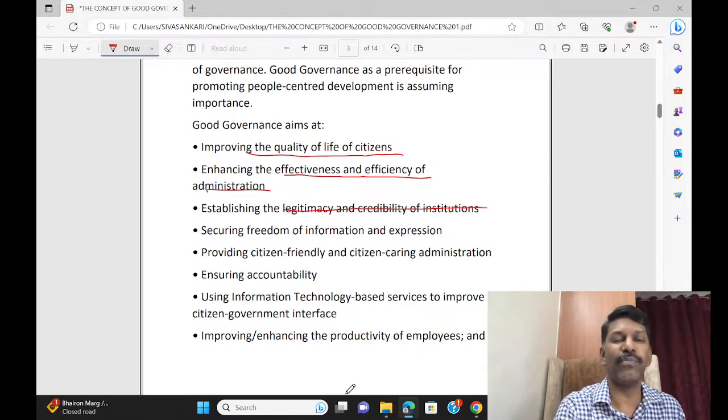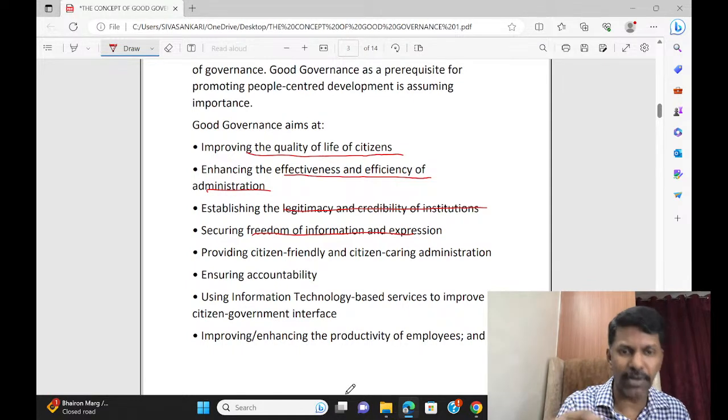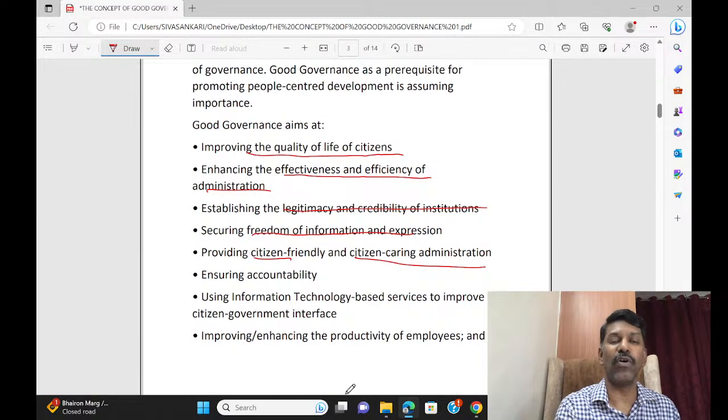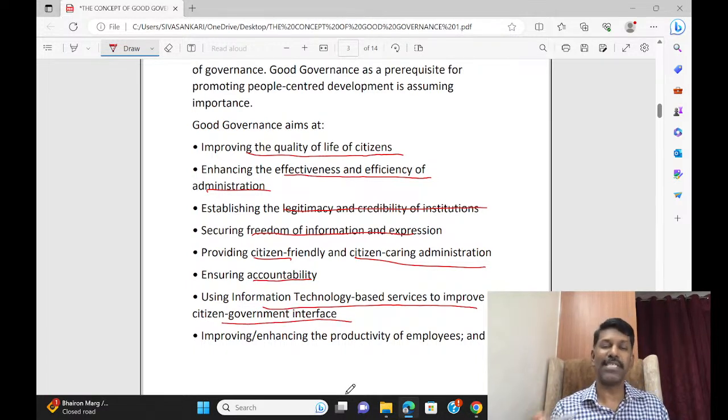Freedom of information and expression is another important thing. Another necessary thing is that you need to have a citizen-friendly and citizen-caring administration, by enforcing accountability with the help of information and technology and a citizen-centric ideology. Based on that, automatically the productivity of the employees will go high.